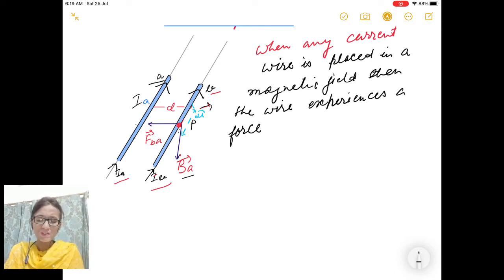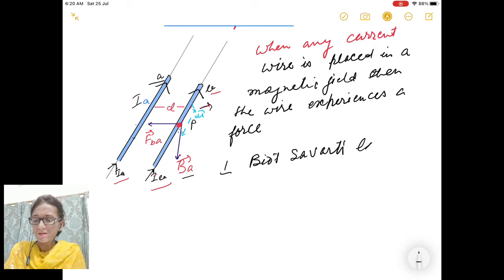So we will be using two concepts and we can find the force acting on these wires. The first concept is Biot-Savart's law, and the second thing we will be using is the Lorentz force. When any current carrying conductor is kept in any magnetic field, then it experiences some force, which is called the Lorentz force.